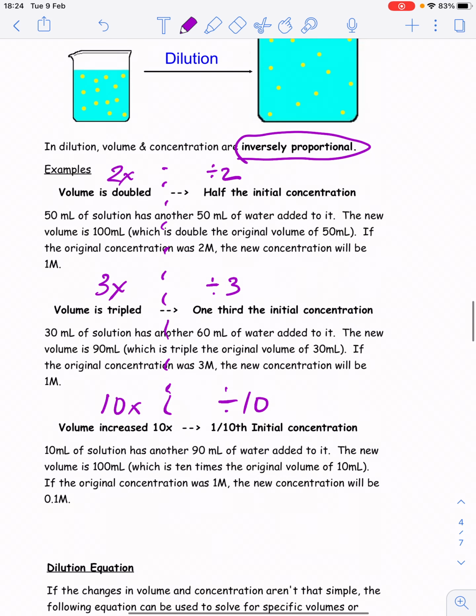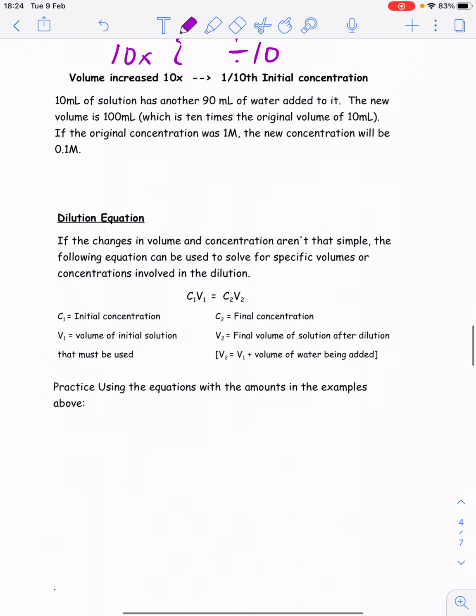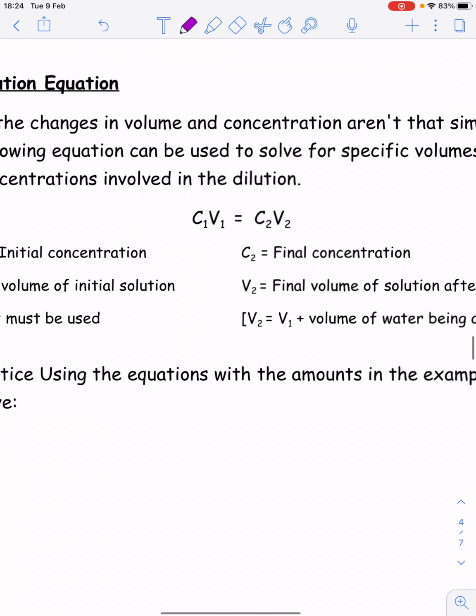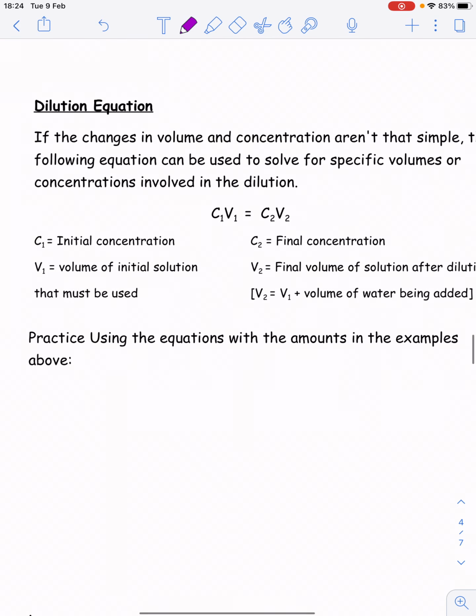And for simple changes, we can just think through what will happen to the concentration. But if we want to be more confident, and if we want to make different changes in concentration, then this equation is going to be really helpful. So this equation is C1V1 equals C2V2.